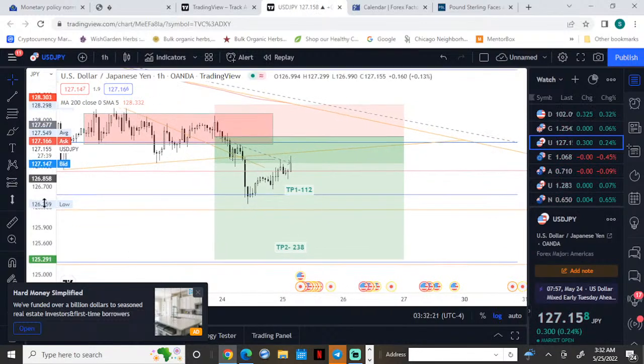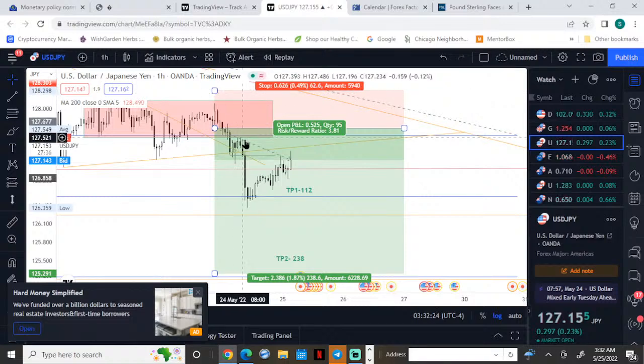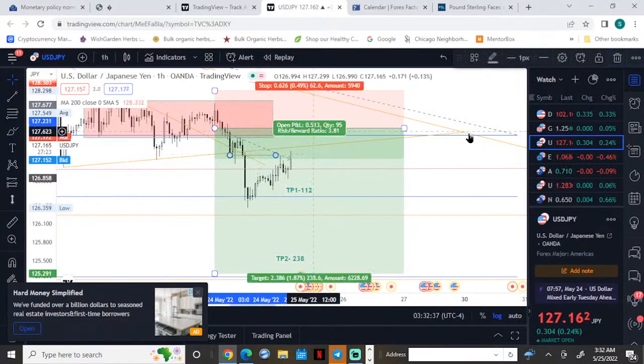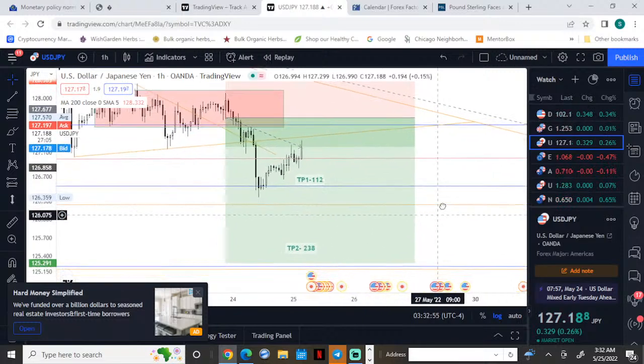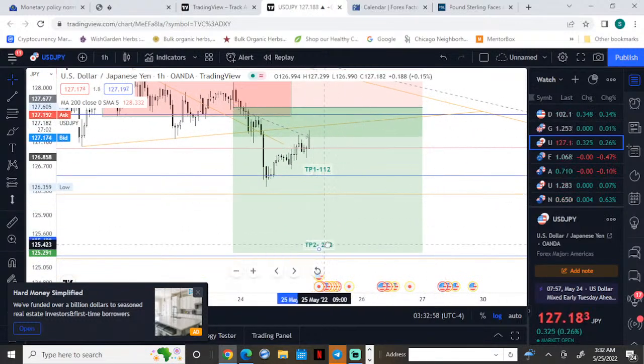But price is doing what it's supposed to. It broke out of this trend line, hit my TP1, reversed, and looks like it's gonna retest this trend line. If I get a confirmation, an engulfing candle, some type of rejection confirmation showing that it's going to turn around, I will add another position right here and have two positions open to TP2.